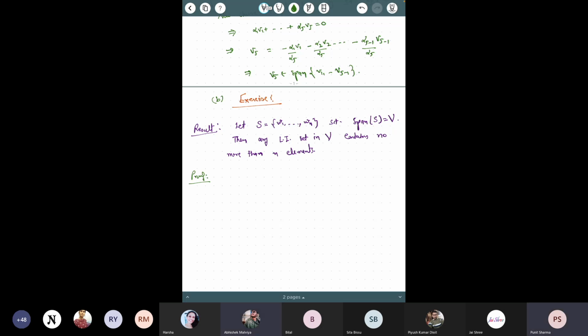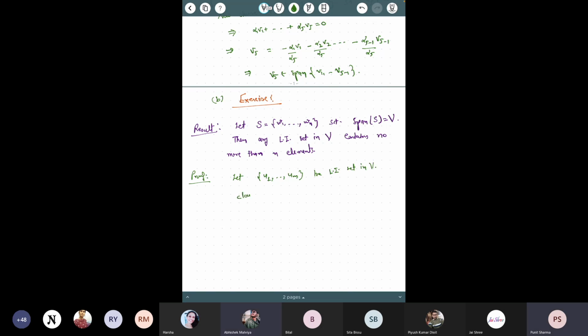If I want to prove this result, if I were you, how would I do it? I would take a linearly independent set, let's say u1 to um. You tell me whether this is the correct way or not. What do I have to prove? I have to prove that any linearly independent set I take cannot have more than n elements. So let's say u1 to um is a linearly independent set in V.